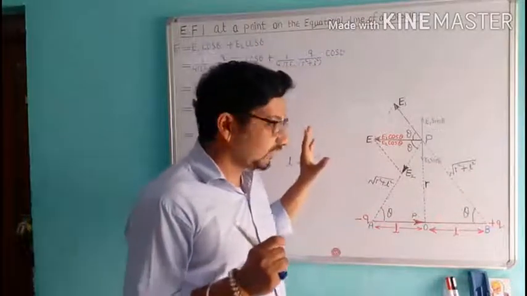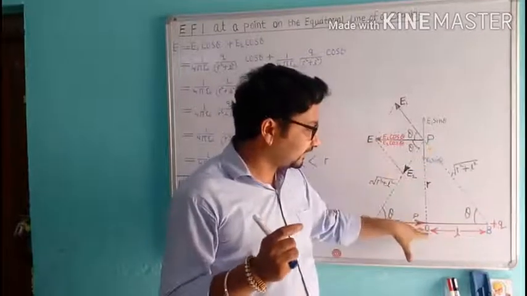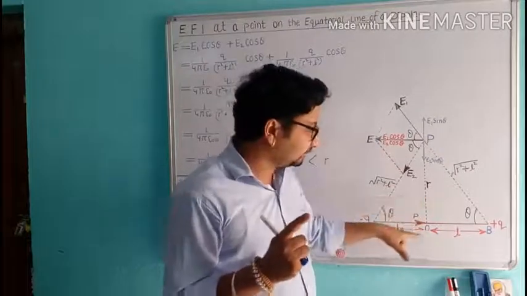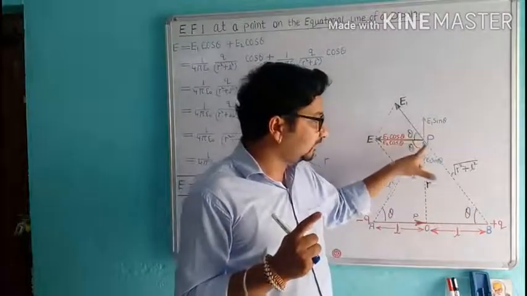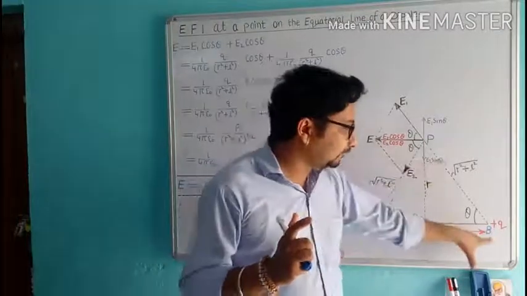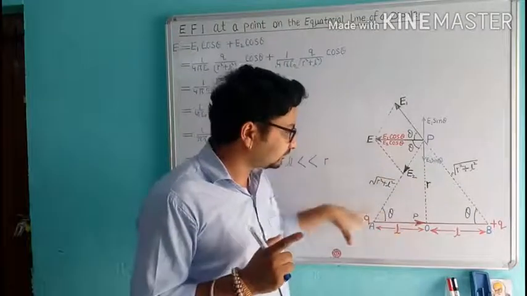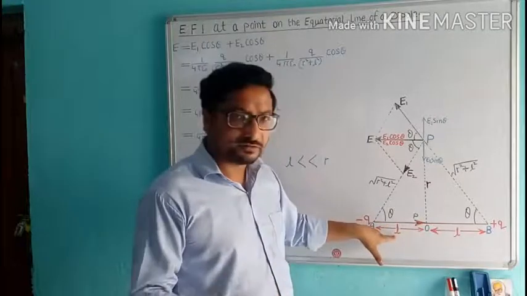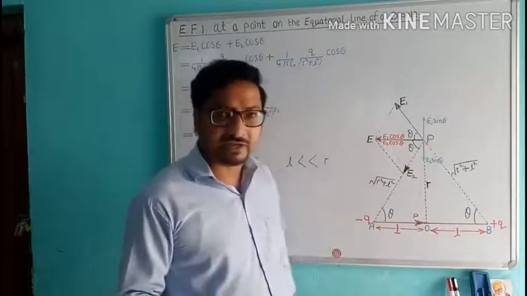Now, if the distance between point P and the center of the dipole O is R and this is length L, then in this triangle, by using the formula hypotenuse square is equal to base square plus height square, we get the length of PB is equal to root R square plus L square. Similarly, in this triangle, this is R, this is length L, then using the same formula we get the same result. The value of PA is equal to root R square plus L square.